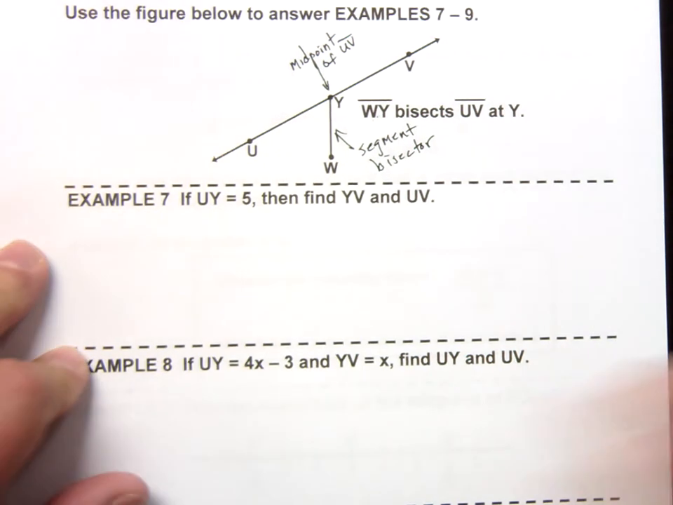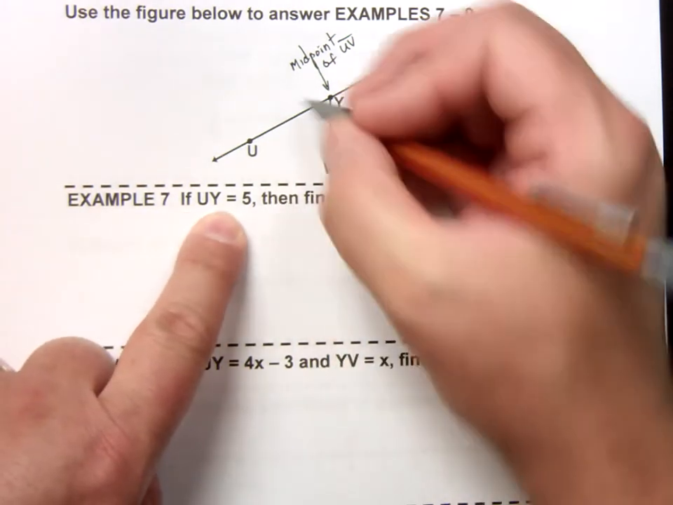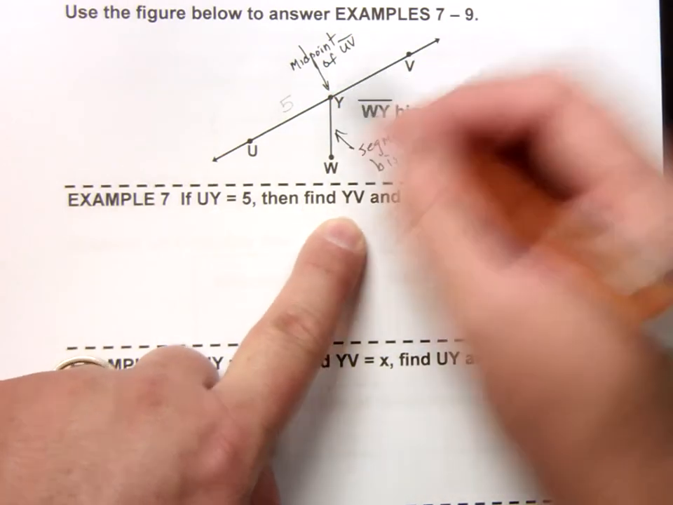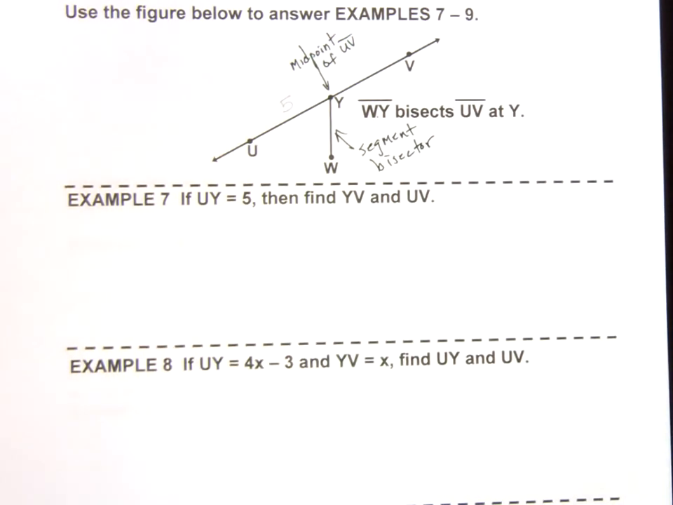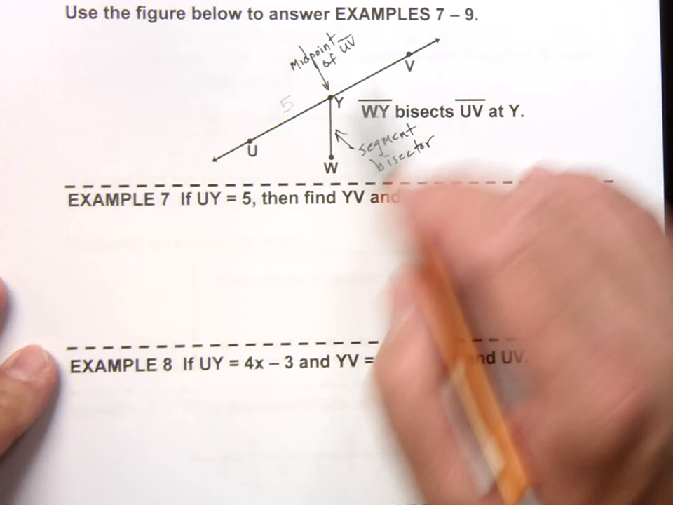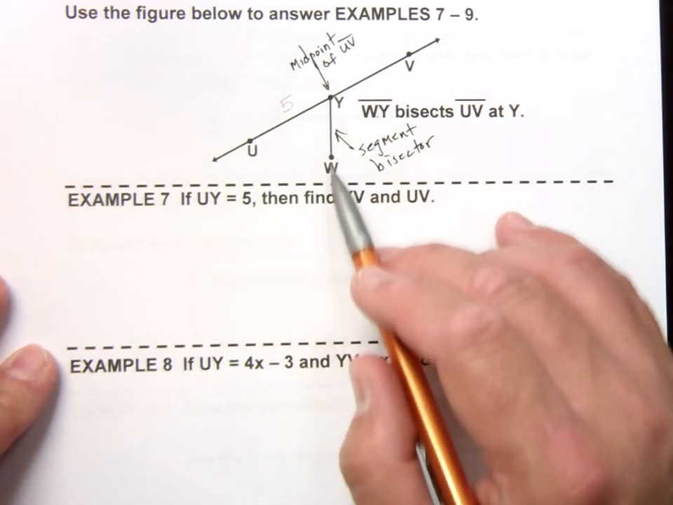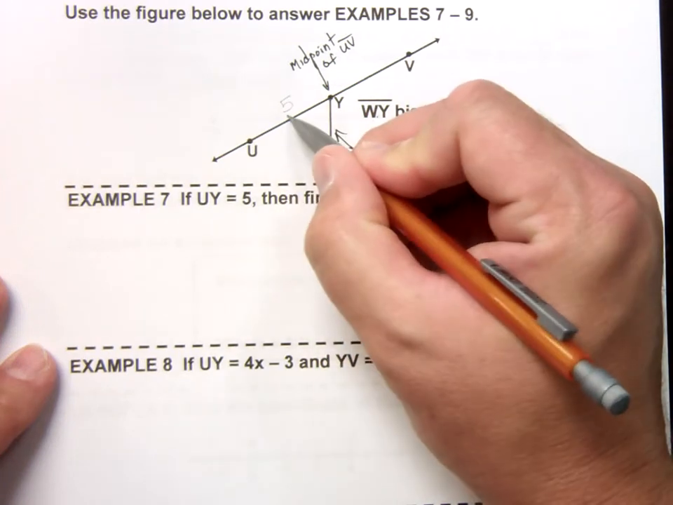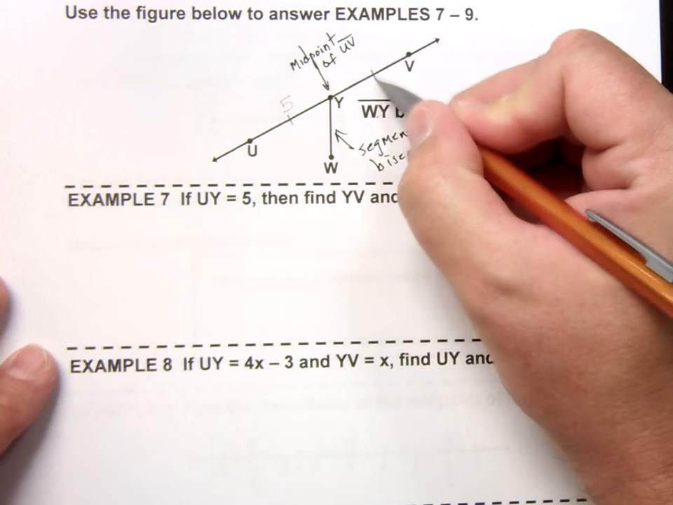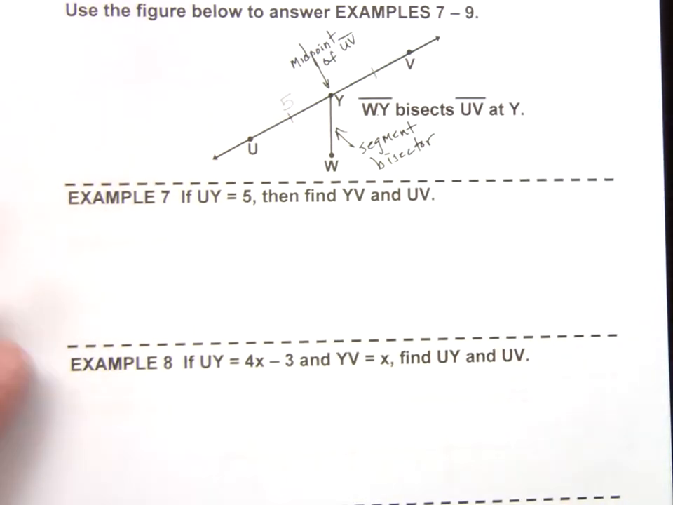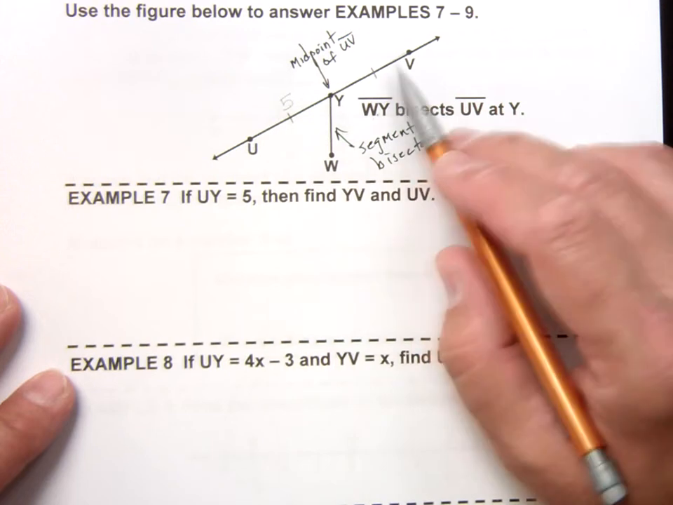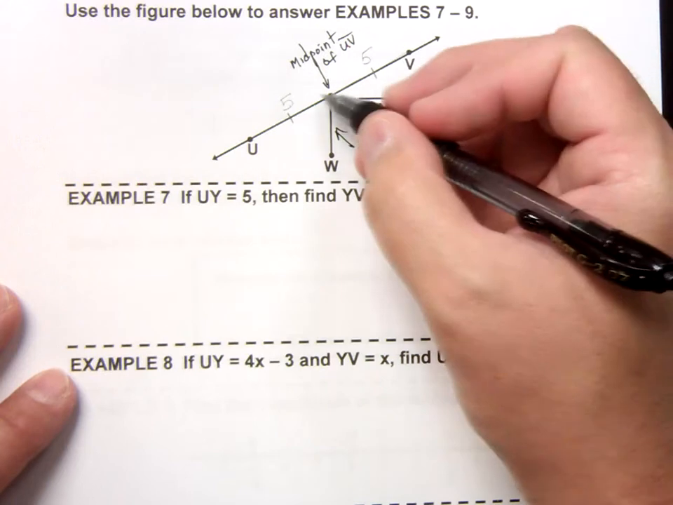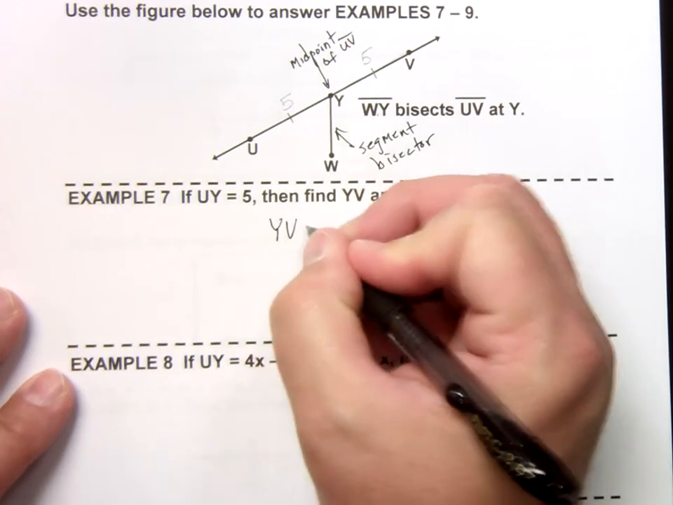It says if the distance from U to Y is equal to 5, then find the distance from Y to V and the distance from U to V. Well, if we just figured out that line segment UV was bisected, it's intersected at its midpoint. Y is the midpoint. Remember, anytime we have that midpoint, I know this segment is congruent to this segment. So if the distance from U to Y is 5, then the distance from Y to V would also have to be 5 because they are congruent. Because Y is the midpoint, it's right in the middle. So the distance from Y to V is equal to 5.